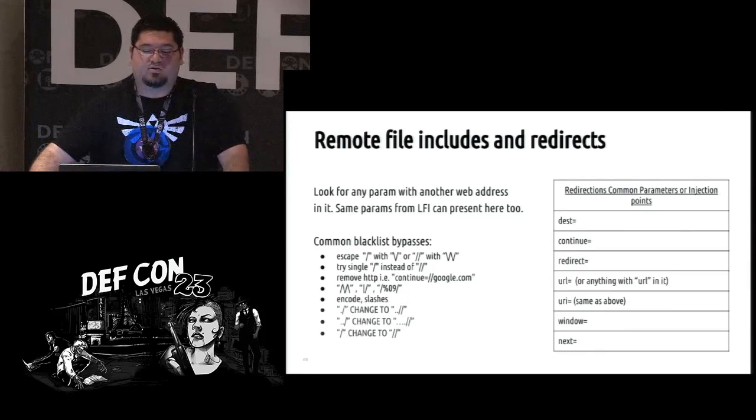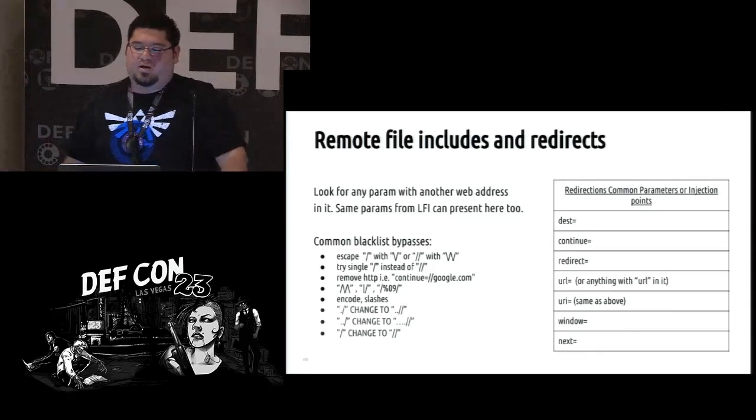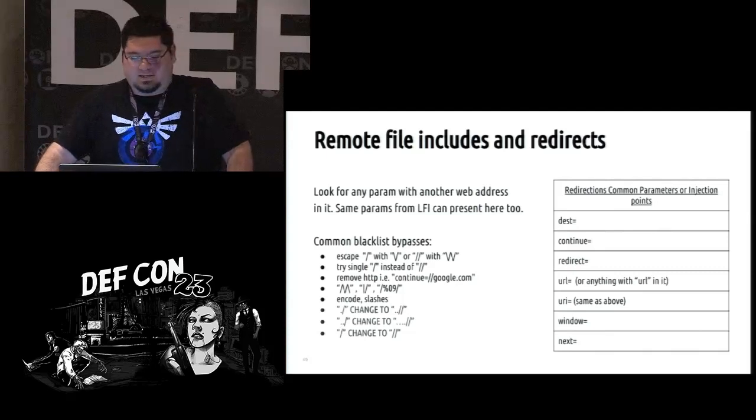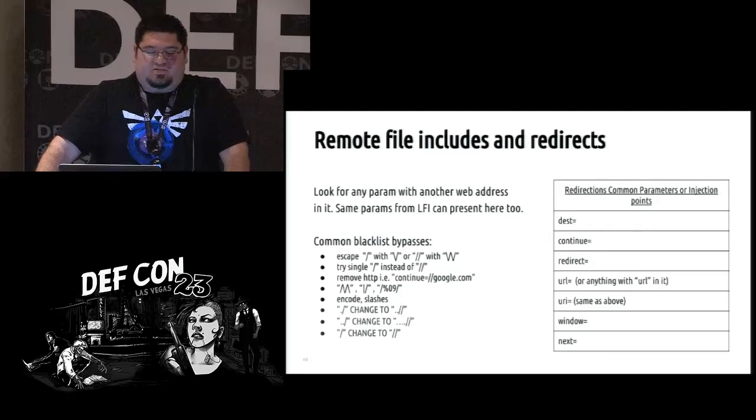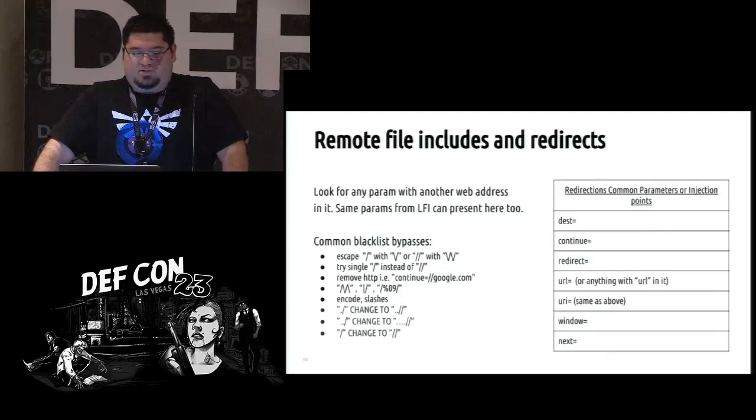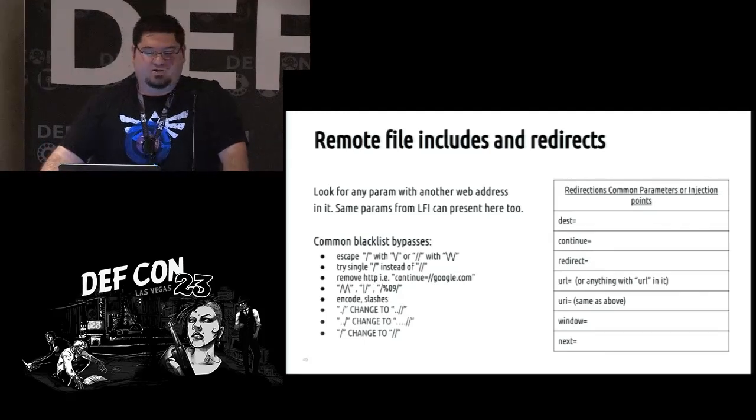So remote file includes and redirects. Common parameters there: destination, continue, redirect, URL, URI, window, next. Common blacklist bypasses: these are all kinds of escaping tricks that you use normally in web stuff, but these are the most common ones I found. These are also in SecLists, in the LFI and RFI fuzz lists that I use often.